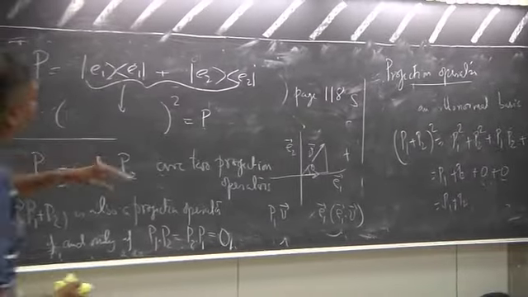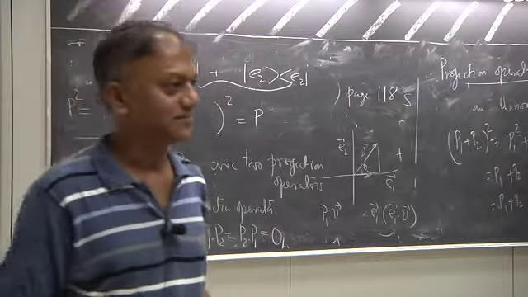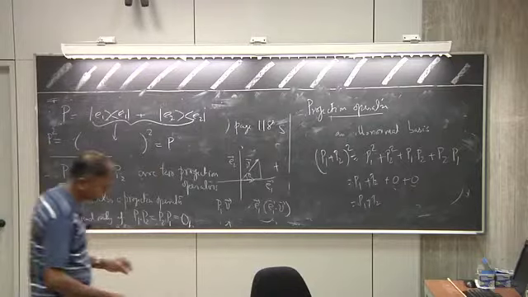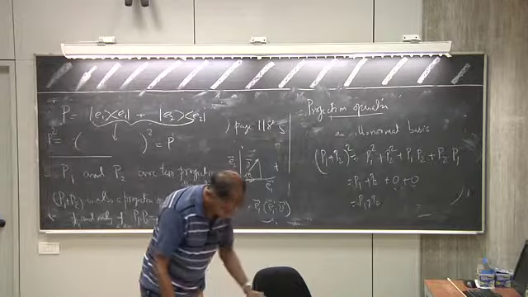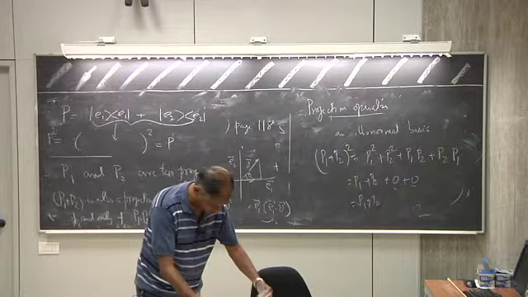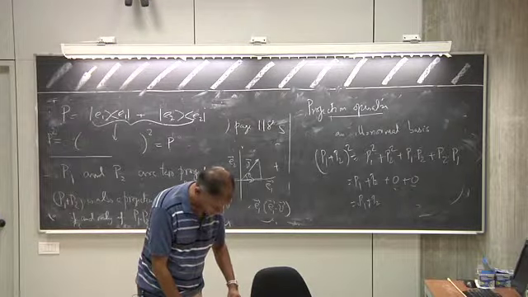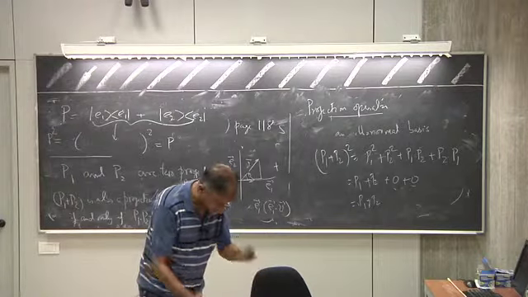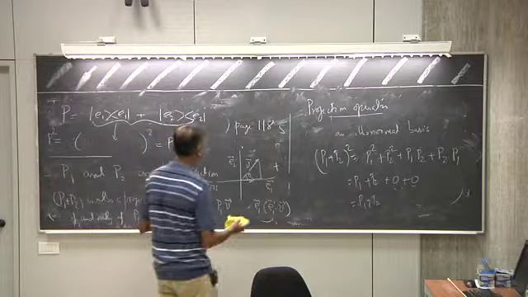I need to cover a lot of stuff, so I don't want to go through every proof. I think that's all I want to say about projection operators. Now let me do some other things. Before I go to the finite dimensional case, let me define one more thing.